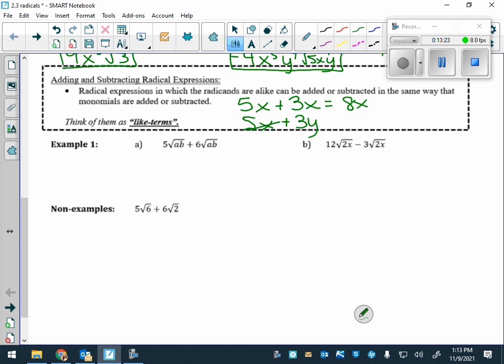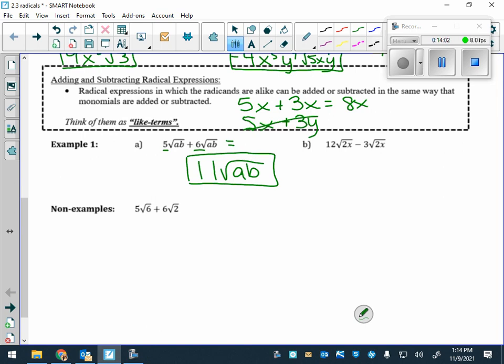No. Well, the same thing applies with radicals. The same thing, okay? You can only add and subtract if you have like terms. So that means the same inside the radical, okay? So my final answer for this one will include the square root of AB. All I'm doing is adding my coefficients together. So what is 5 plus 6? 11. So your final answer is 11AB, square root of AB.